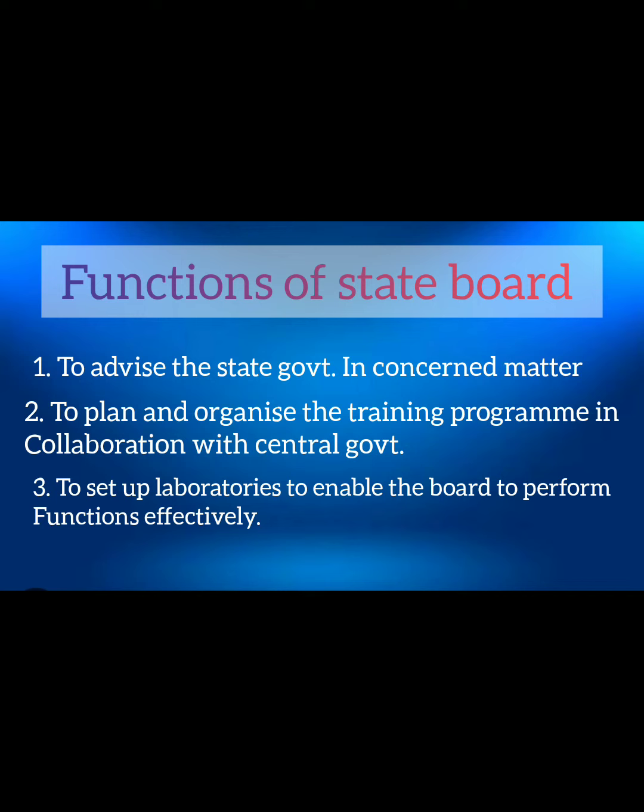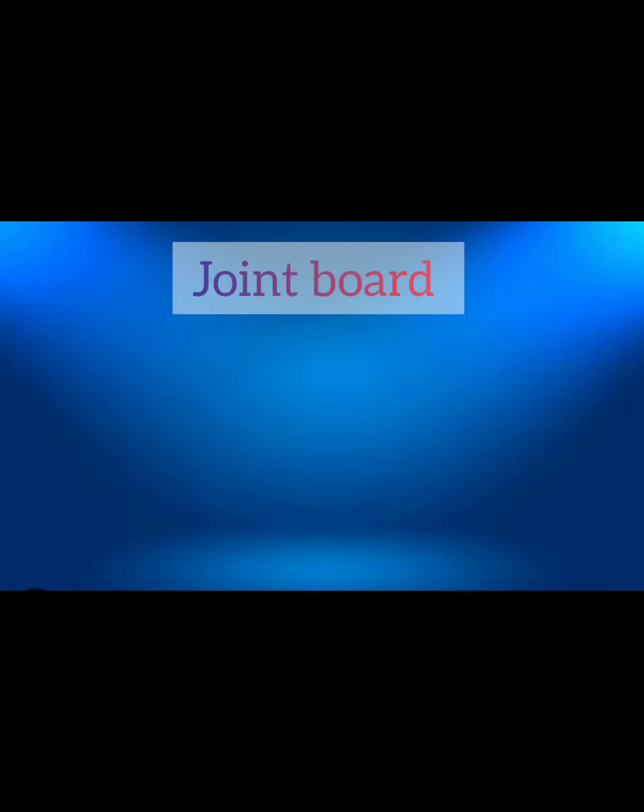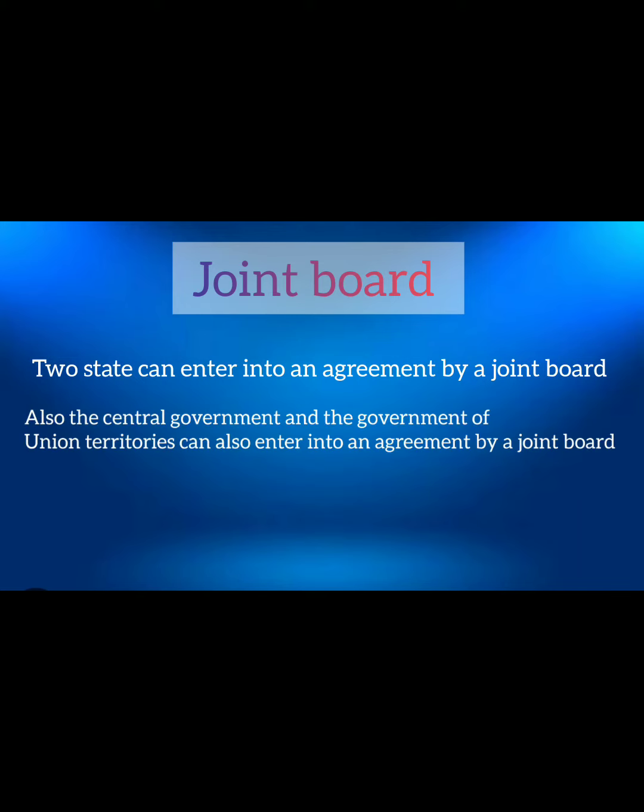Now let's see the joint board, which is under Section 14 of this act. Two states can enter into an agreement by a joint board. When two states want to enter into an agreement on the matter of water pollution or any matter concerning water pollution, they can do so by the joint board. Also, the central government and the governments of the union territories can enter into an agreement by joint board.